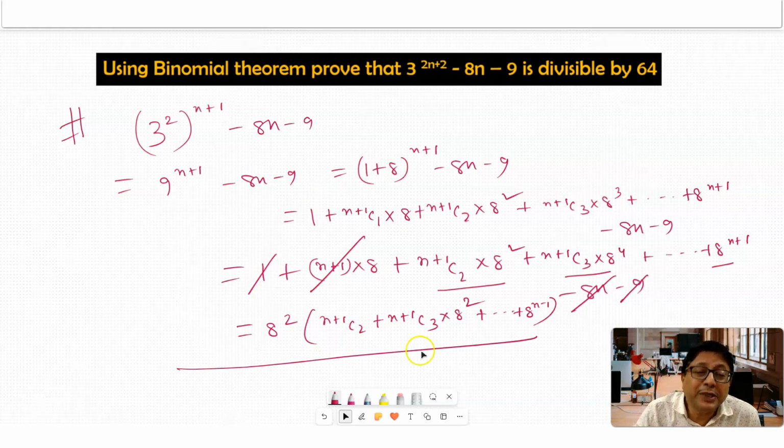So we can say that this expression which we started with, 3 to the power 2n plus 2 minus 8n minus 9, is nothing but 8 square, 64, into this positive quantity. Why a positive quantity? Because nc2 is never a fraction. n plus 1 c2 is always an integer, not a fraction, given this one. So 64 into something, it is divisible by 64. Thank you.